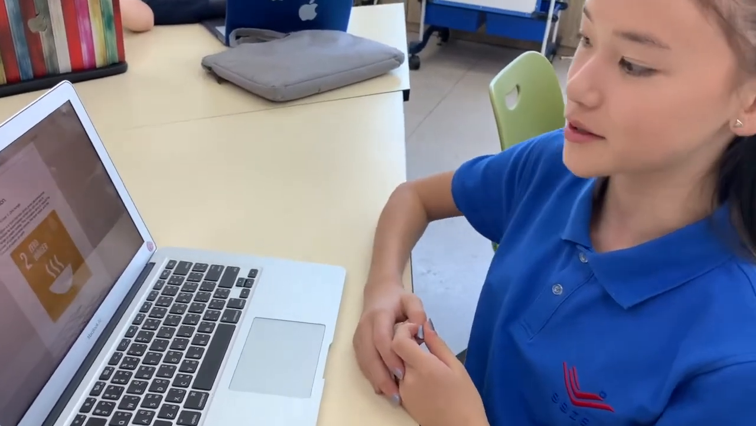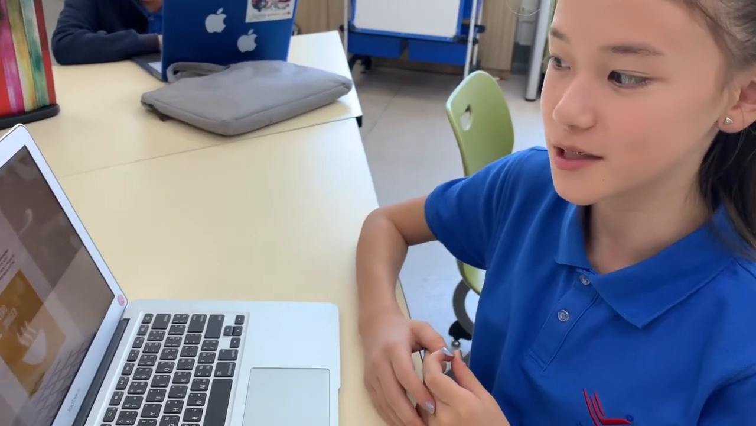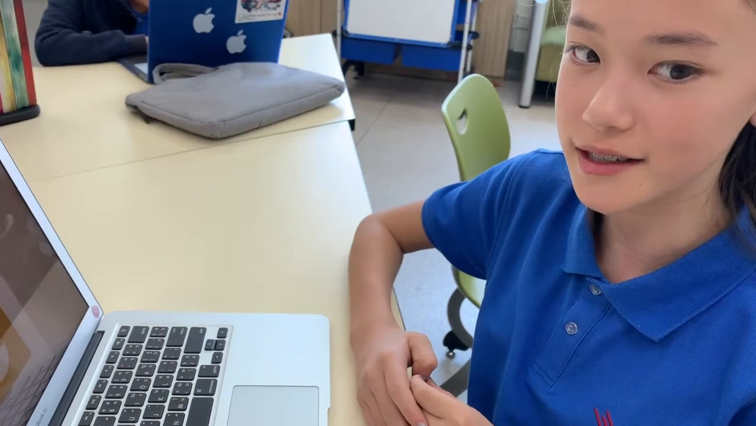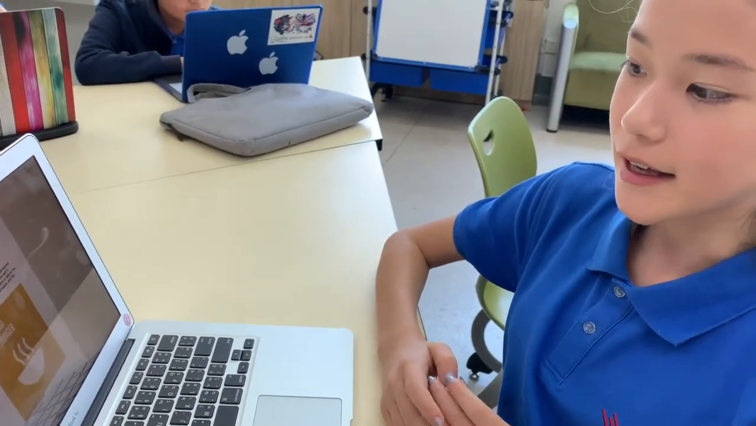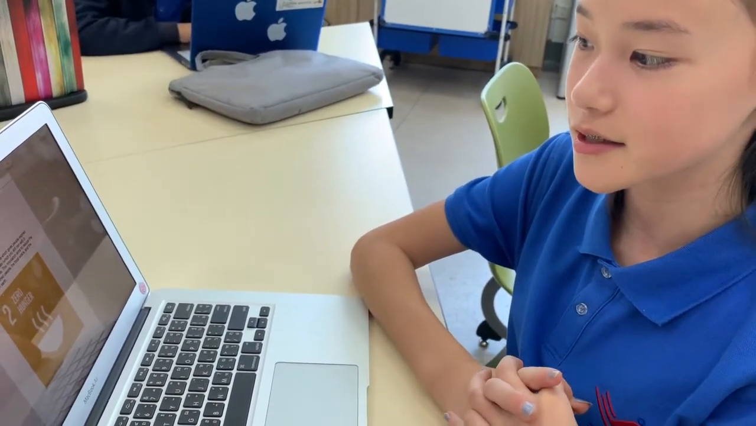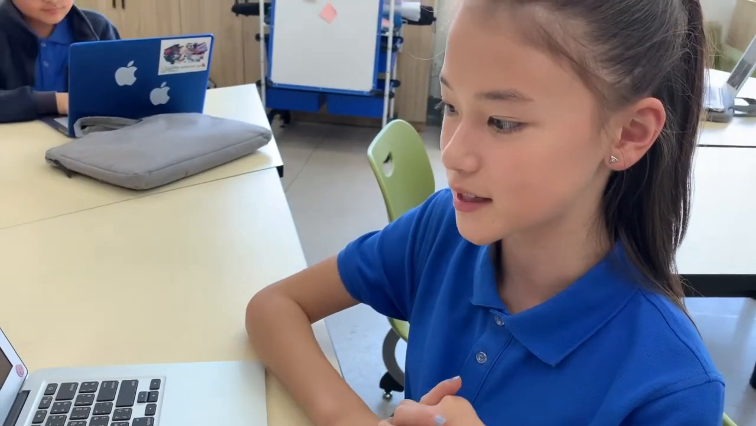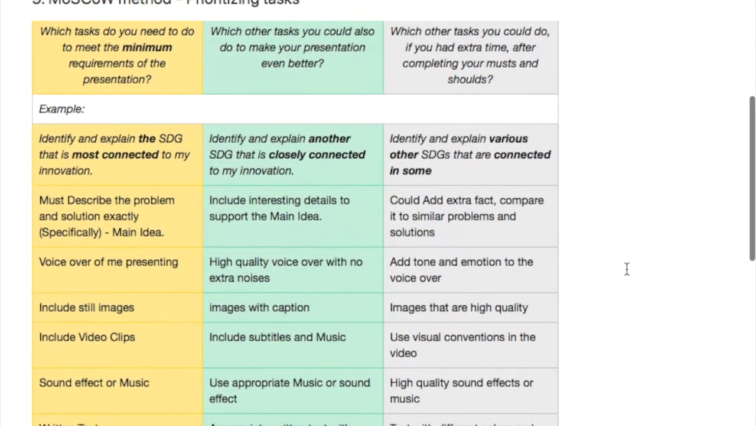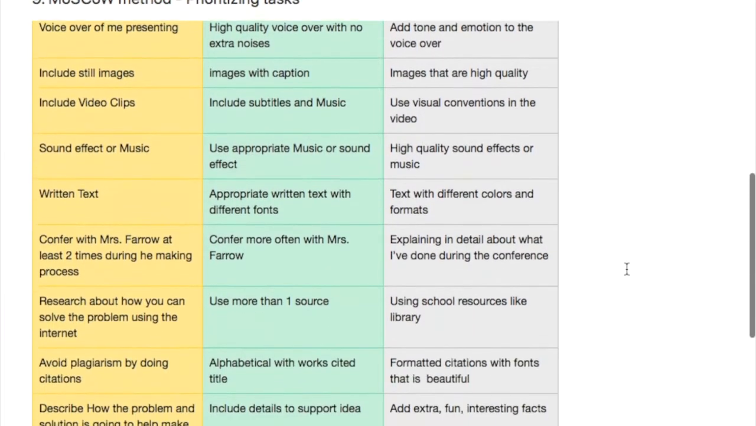I chose goal number 2, Zero Hunger. My innovation is a food machine which gives people expired food donated by supermarkets. Of course, it's food which you can still eat, in exchange for plastic bottles. And this innovation aims to reduce the number of undernourished people, the food waste, and the amount of plastic on Earth.